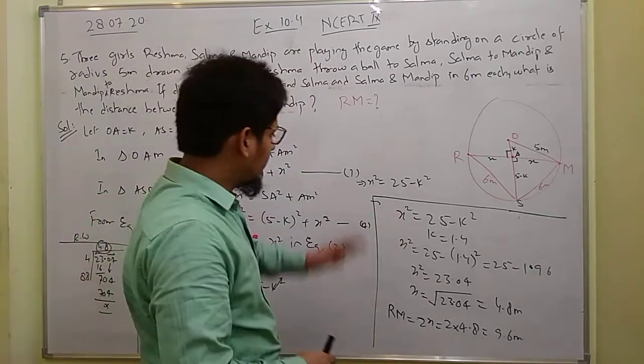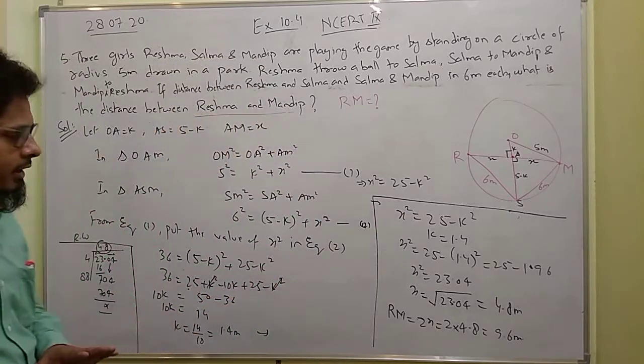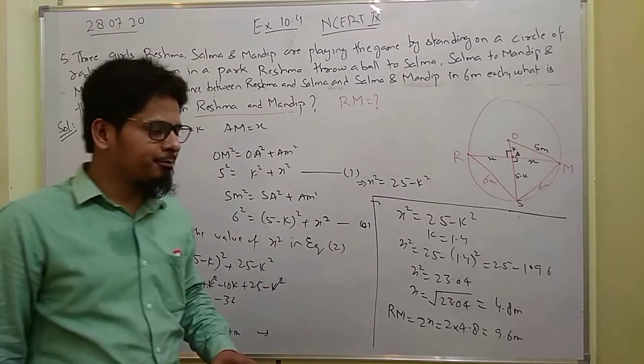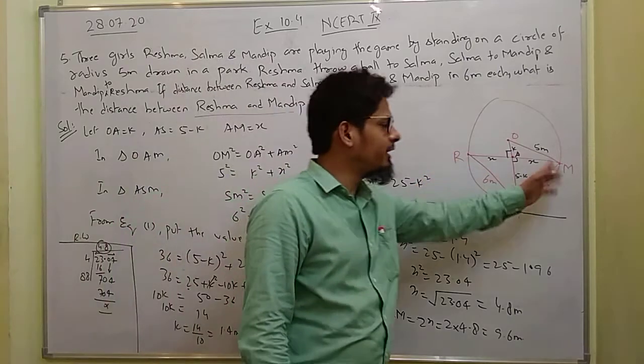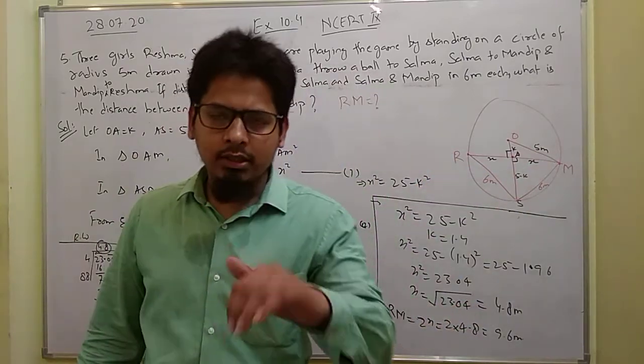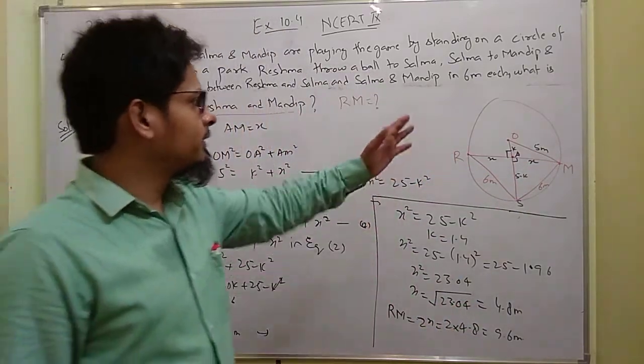So now the question is finished. And this is the final answer, 9.6 meter. It is the distance between Reshma and Mandeep. Okay. So now there is another way also of solving this question.